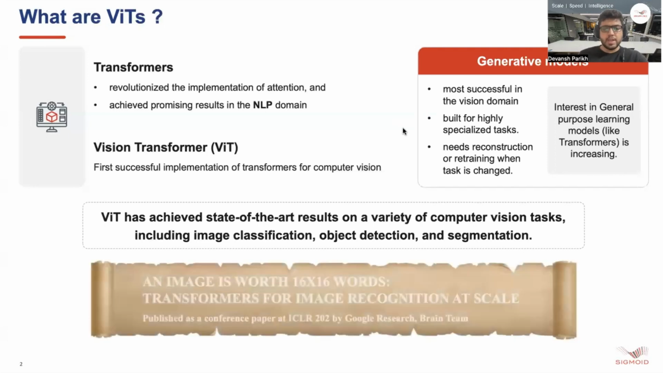In the course of this video series, we'll be talking about the seminal paper on vision transformers, which has come via Google research: An Image is Worth 16 by 16 Words, Transformers for Image Recognition at Scale.